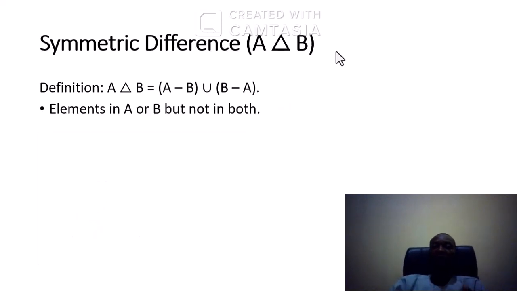We also have symmetric difference. The symmetric difference means that you first get A minus B and get B minus A, then the union of the two. That is the symmetric difference of A and B. So that is elements in A or B but not in both.